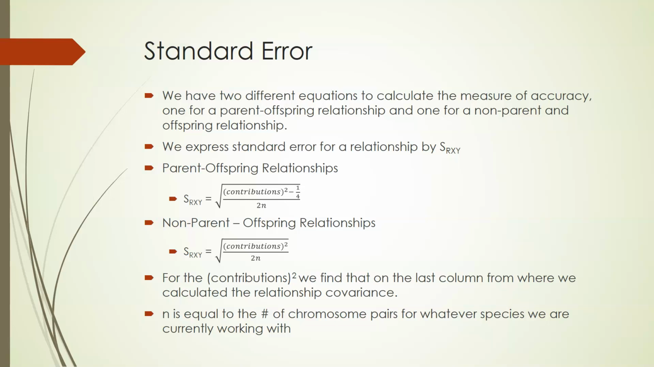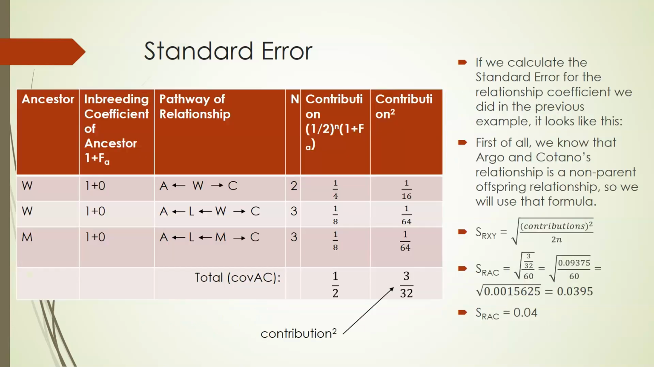So basically for that contribution squared part, we use that last column that I said, hey, we'll talk about this column later when we were calculating relationship covariance. In 2n, down there below, n is equal to the number of chromosome pairs for whatever species we are currently working with. I will always try to give that to you because it's just simpler that way. Okay, so this is basically how we calculate it. I brought this back up from when we were calculating the relationship covariance between A and C.